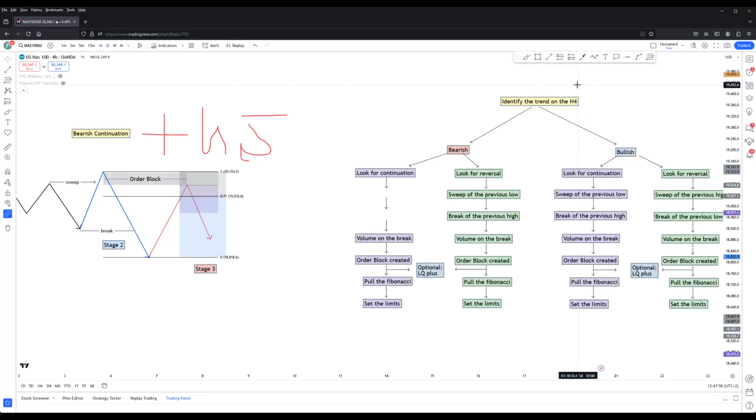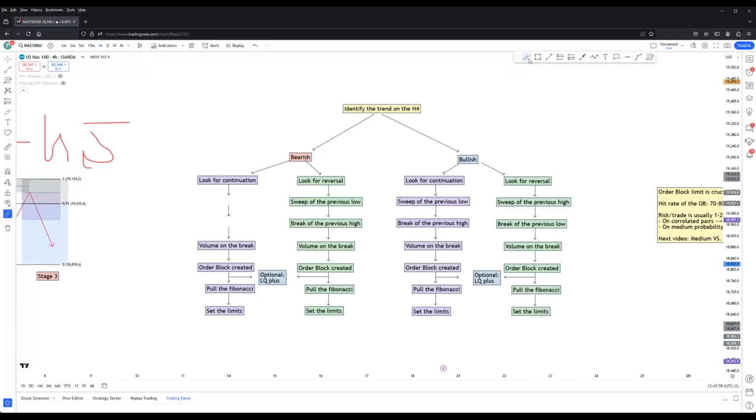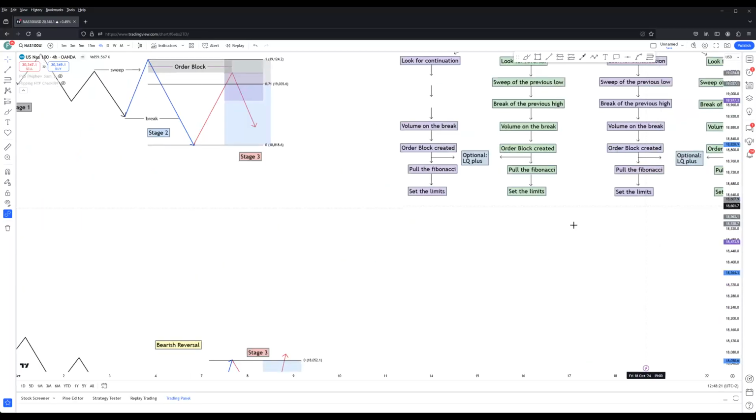So for reversal, what do we look for? In a bearish trend, in a reversal trade, we look for the sweep of the previous low point. This is the difference, right? Let me just show it on the bullish example. On a bullish continuation, we look for the sweep of the low, break of the high. But for a reversal, we look for the sweep of the previous high and break of the previous low point. Everything stays the same after this because we use the same criteria for every kind of entry here. Sweep, break, volume, order block, Fibonacci limit, additional liquidity plus.